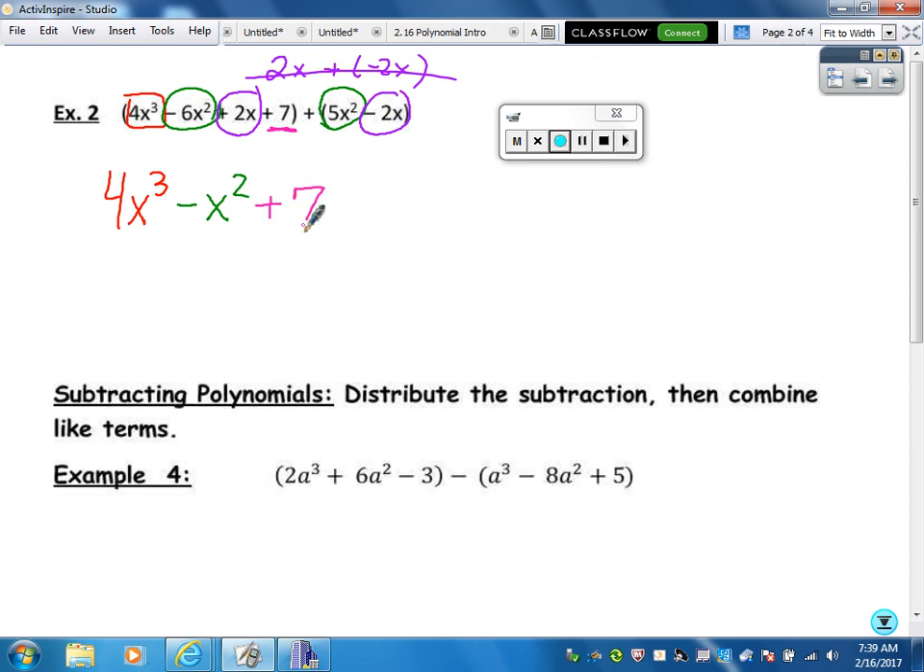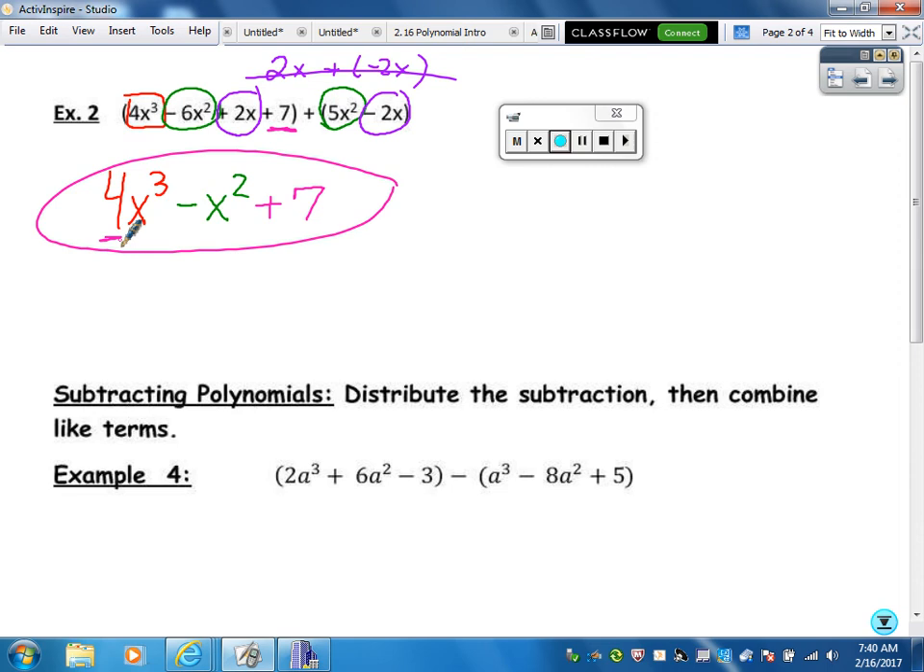So check again, make sure it's in descending order. So 4x cubed, x squared, and then no exponents. That is added together and in the right order. So again, our leading coefficient there would be 4. Doesn't really do anything for you now, but just keep that in mind for later on in math.